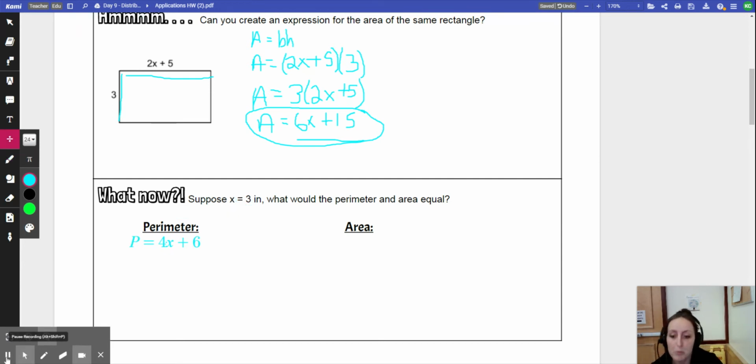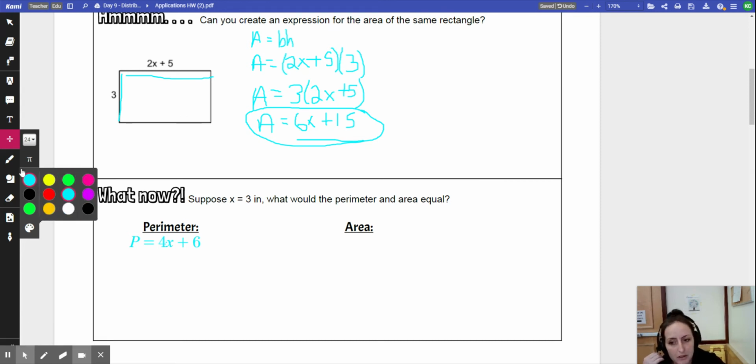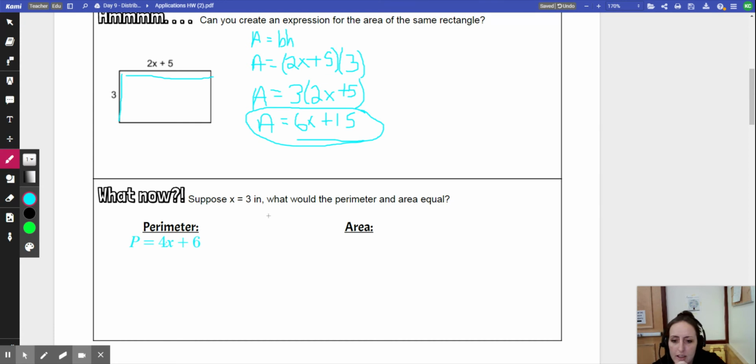Okay, so we know the perimeter expression that we came up with is 4x plus 6. Now, since we say suppose x is 3 inches, what that means we need to do here is substitute 3 in for the x in the expression for our perimeter. This will allow us to find the actual perimeter given that information. So when we go ahead and plug it in, we get perimeter equals 4 times 3 plus 6.